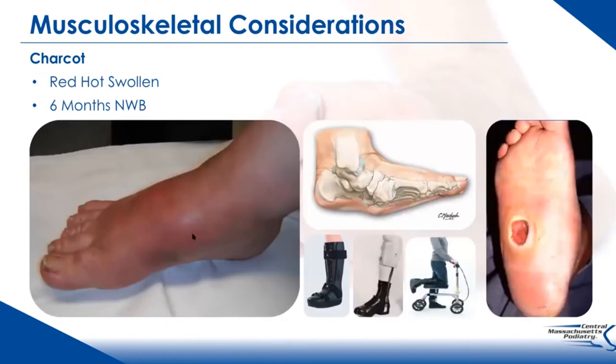So Charcot, it's not Charcot-Marie-Tooth, by the way. That's a different diagnosis. Charcot is when someone develops a red, hot, swollen foot, and it looks something like this. It's very commonly misdiagnosed as cellulitis or a bone break, okay? And what happens is a normal arch then collapses down, and occasionally, depending on where that prominence is, it could develop a sore in that area.